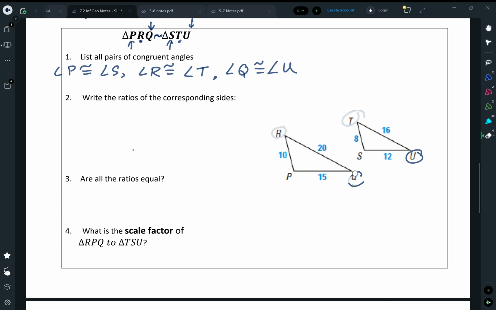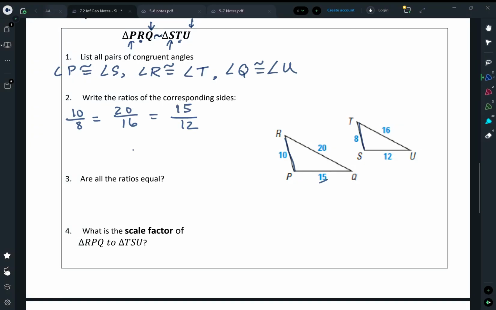Now we want to know the ratio of the corresponding sides. They don't tell me which way to write it, so I could choose to write big over little or little over big. I'm going to go ahead and just choose big over little. So this side, PR, is the first two letters, so I know that matches up with ST. So I'm going to write 10 over 8 equals, just go around the shape, 20 over 16, which is going to equal 15 over 12.